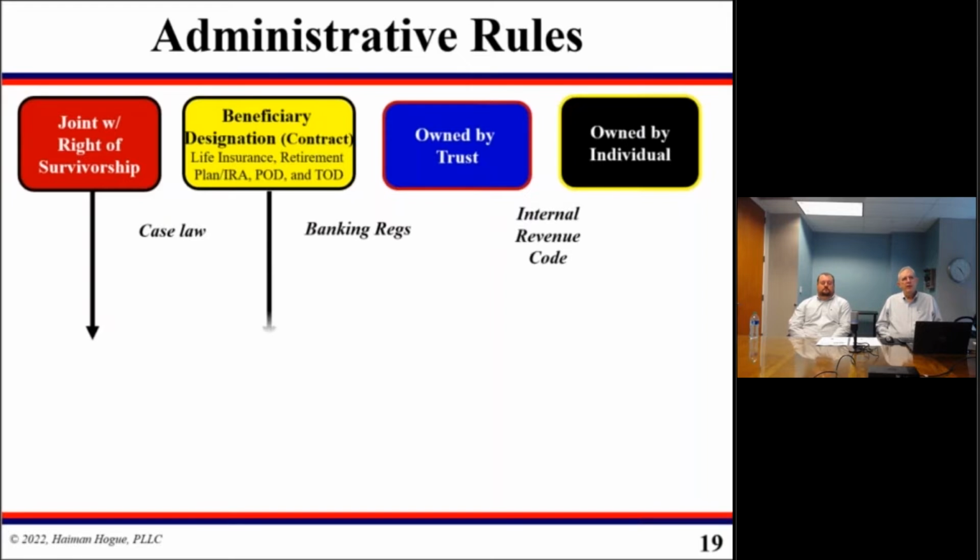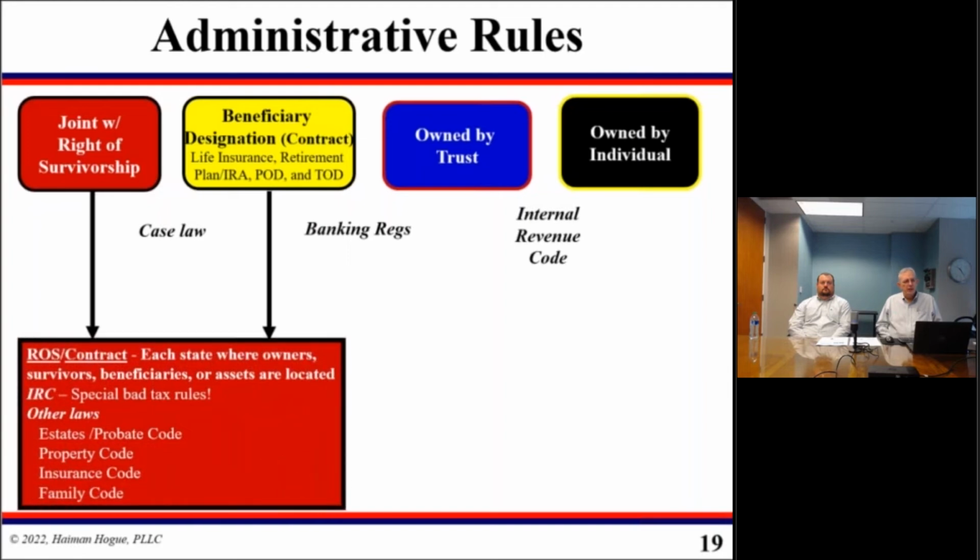With right of survivorship and beneficiary designations, they have one common set of rules. And in each state where there's an owner, a survivor, a beneficiary, or where assets are located, you're going to have these rules come into play. Also note that under the Internal Revenue Code, there are special bad tax rules that apply to these types of assets.